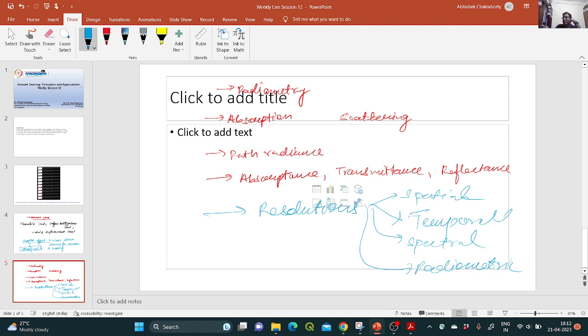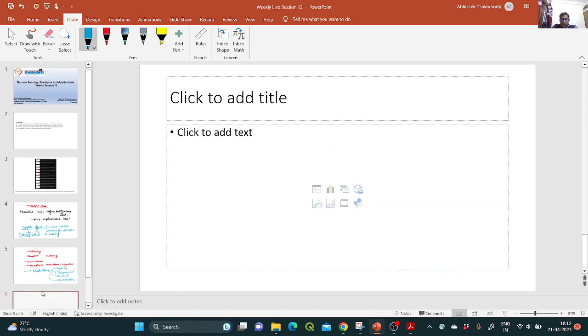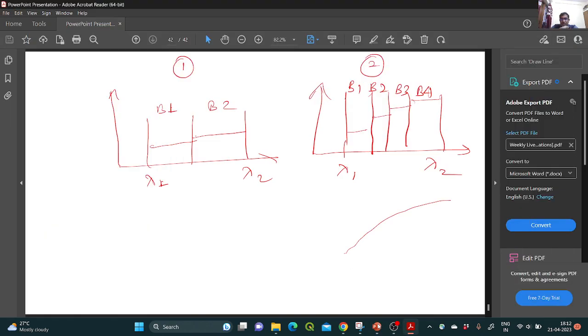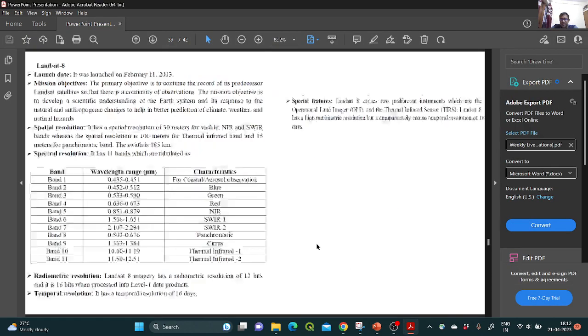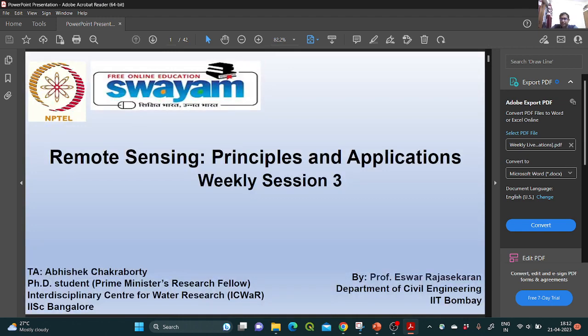I mean, if there is n-bit resolution, then that would mean 2 to the power n brightness levels, and you record it in a sensor. In case you're recording it in an unsigned format, then it would be from 0 to 2 to the power n minus 1 brightness levels, quantization levels, in case it's an n-bit radiometric resolution sensor. Okay, so we are done with this part also. This was the weekly live session 3. Let's finish.